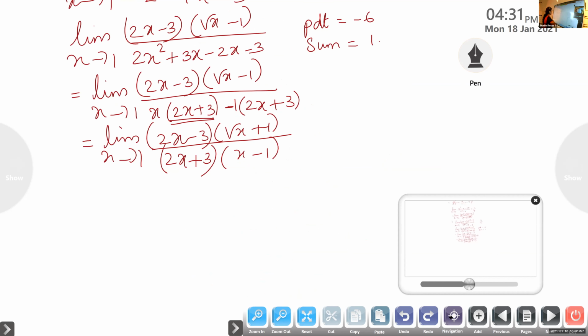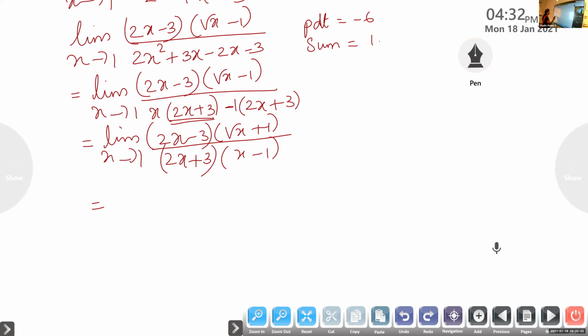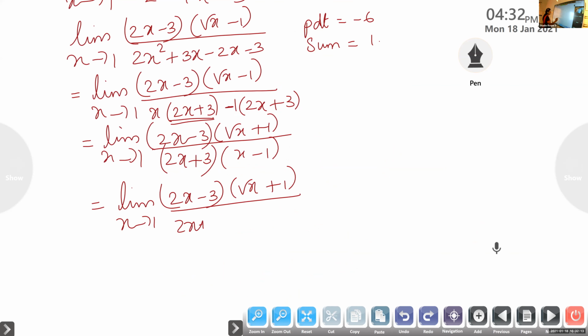Yes, children, how will you solve this? We want to find the limits. Look at the numerator, we have root x, isn't it? So, what about the denominator? We can write this as x minus 1 means, is it same as root x the whole square minus 1 square? Root x the whole square minus 1 square? Is it in the form a square minus b square? Yes, ma'am.